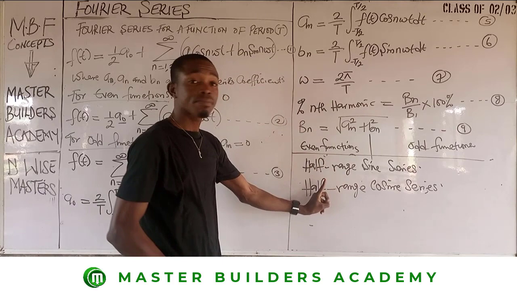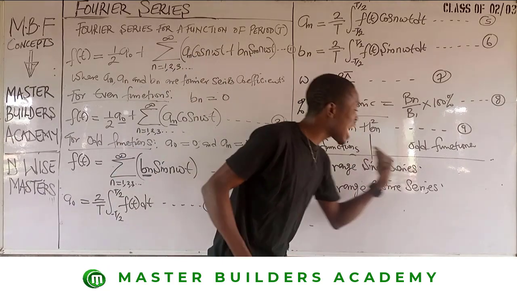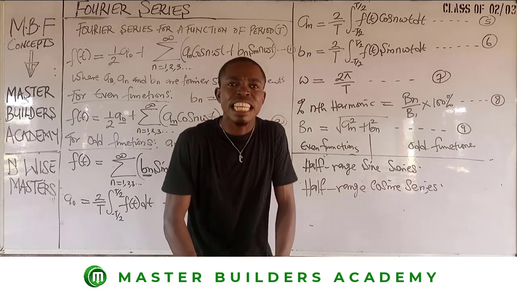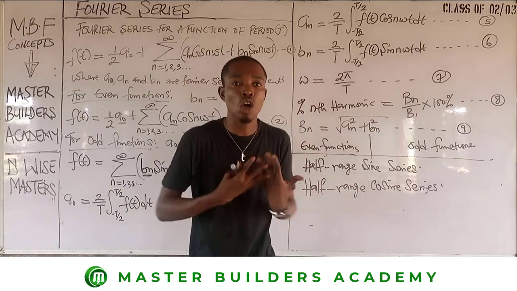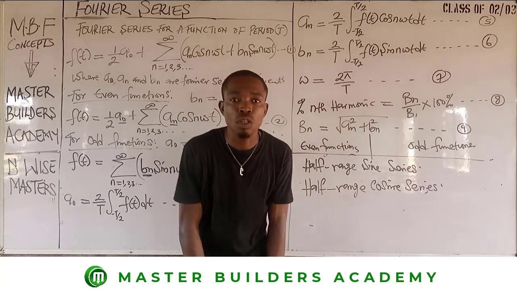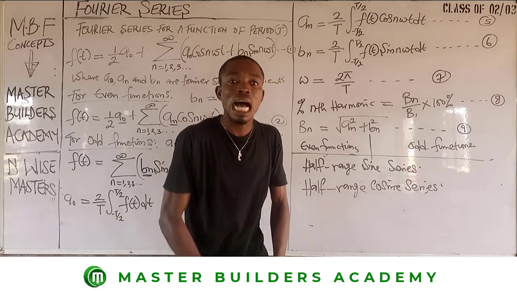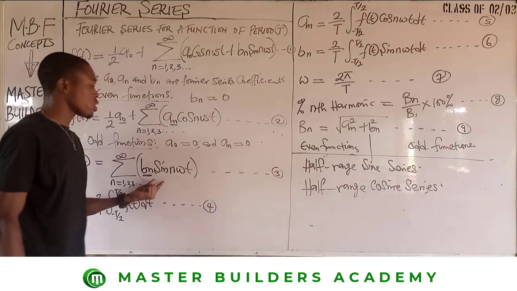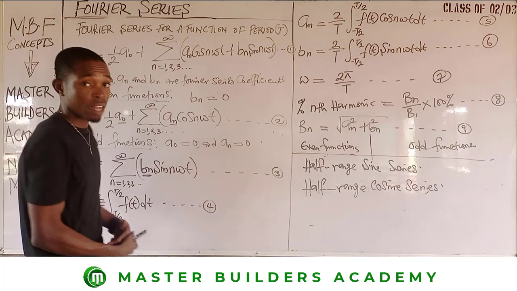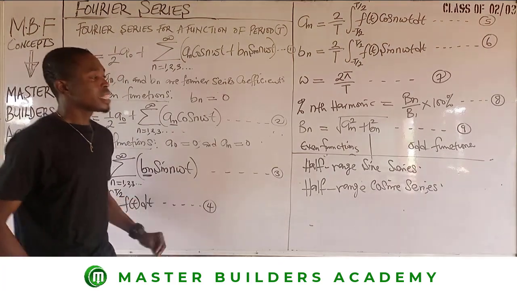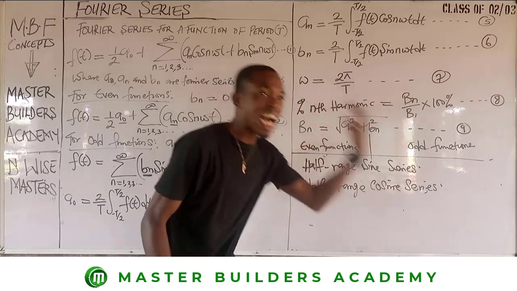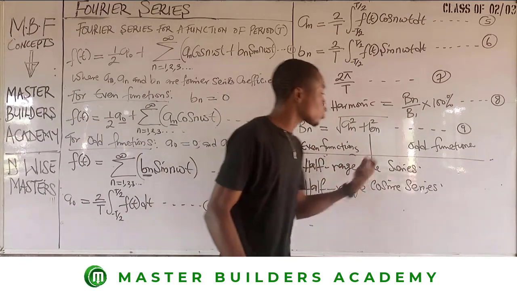So now look at it. The half range sine series is a series that contains only sine terms. And because it contains only sine terms, I will look for the equation that contains only sine terms. That equation is equation 3. This is how I find the function of x. Find the half range series.